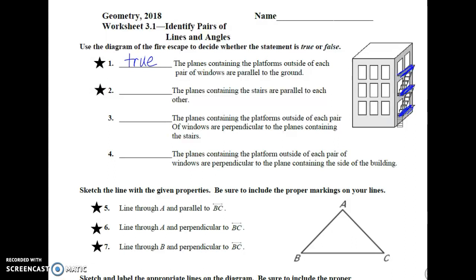Number 2, it says the planes containing the stairs are parallel to each other. The stairs are these guys right here, and they both have the same slant. So that is true. Some people always ask, can we use the ladder that goes down the side? If you do include the ladder, then you would say false. But I don't think that question is referring to that.